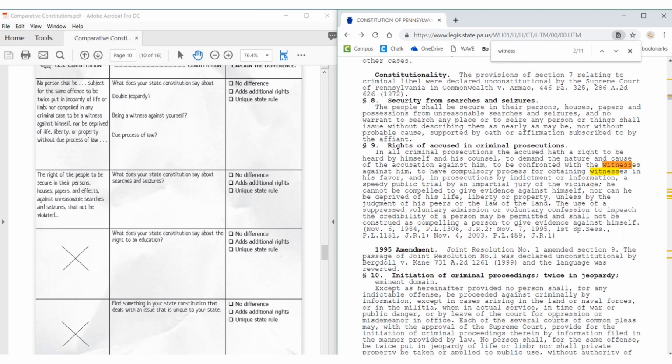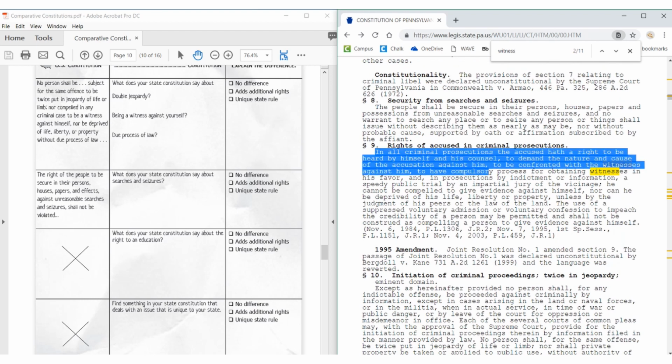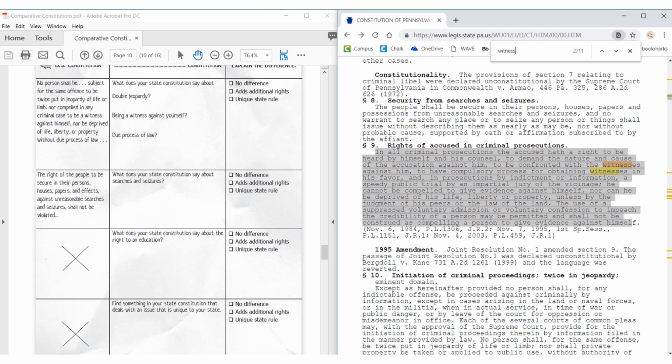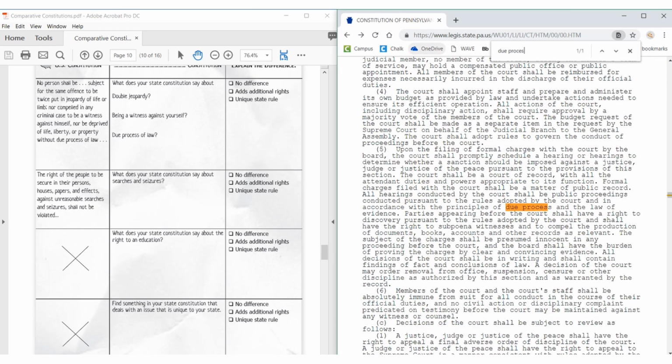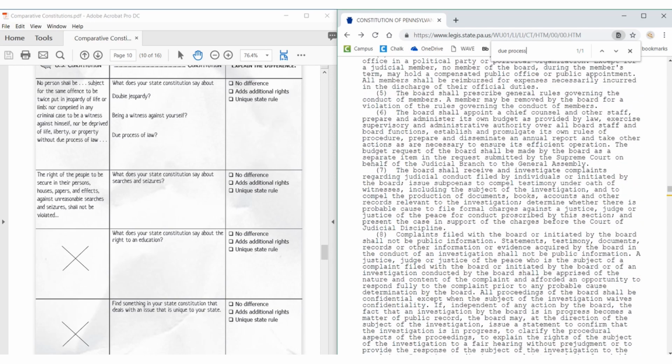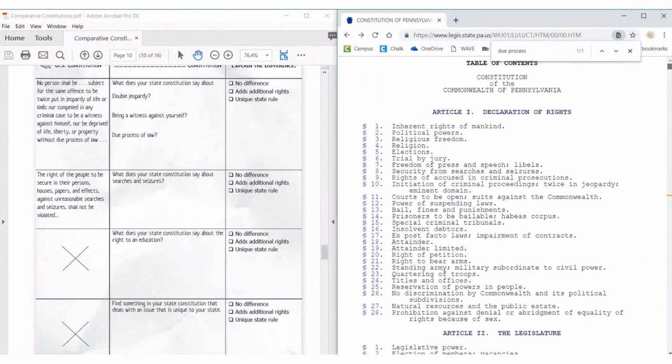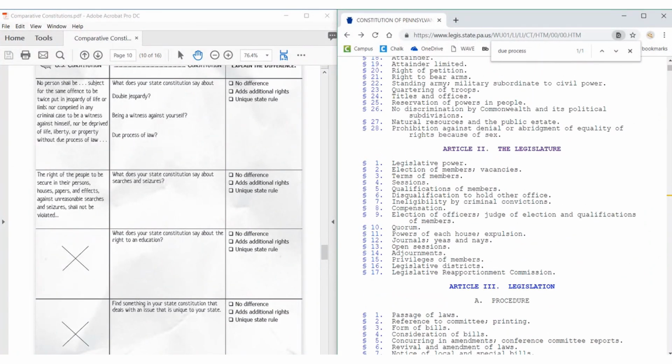So they do talk about the rights of accused, but it is not a total match. And let's search one more time, due process of. So I see due process right here, and that actually goes to the judicial branch. So that isn't going to match a whole lot right here. So I'm going to say no, but I would say that there is no real difference there.